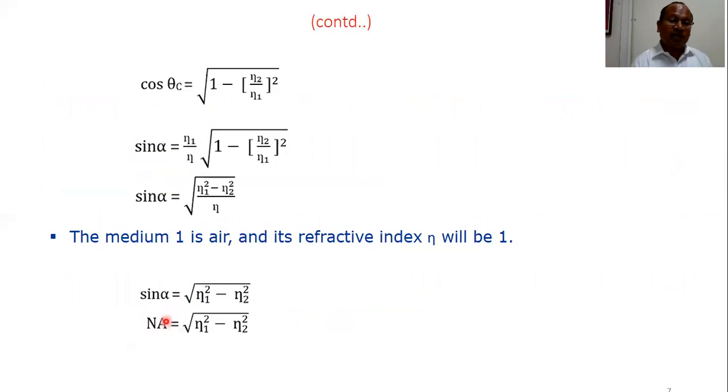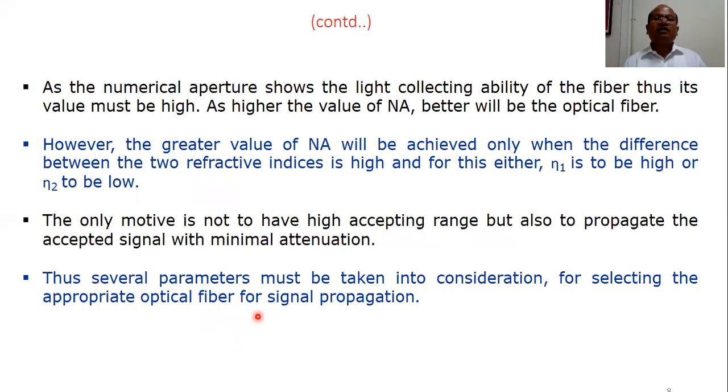If sine alpha is NA, what will be alpha here? Sine inverse of NA. So what is the meaning? The more the numerical aperture, the more the acceptance angle. And therefore, the higher the value of NA, the better will be the optical fiber. However, a larger value of NA can be obtained only when the difference between the two refractive indices is high. For this, either n1 is to be very high or n2 is to be very low.